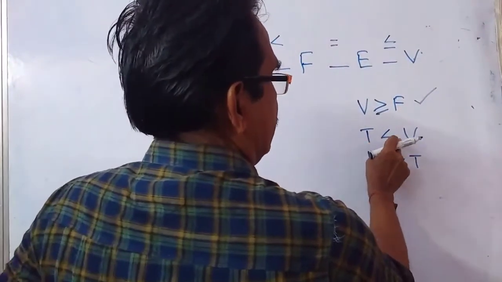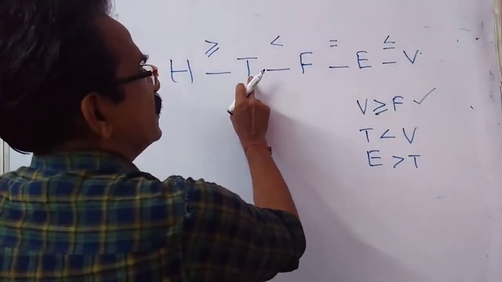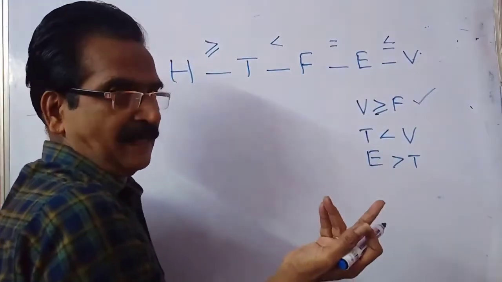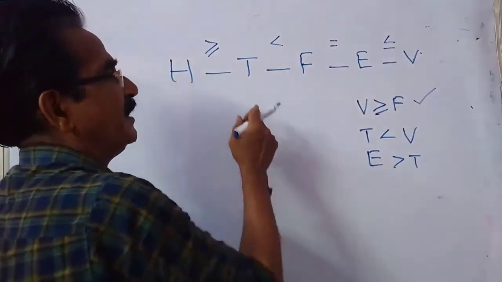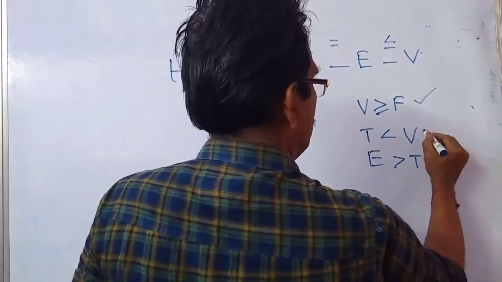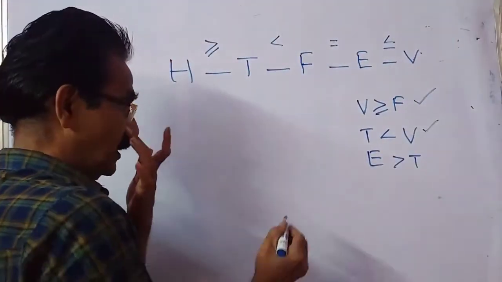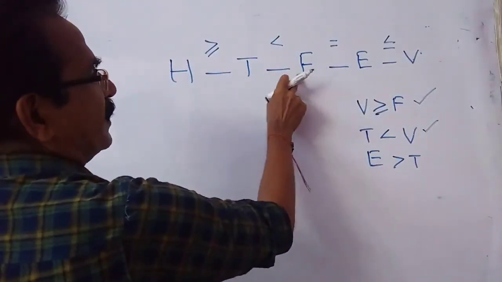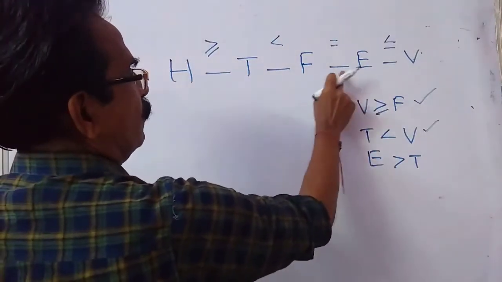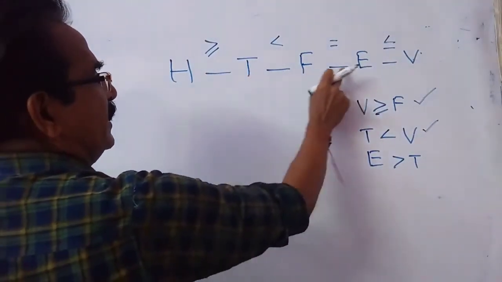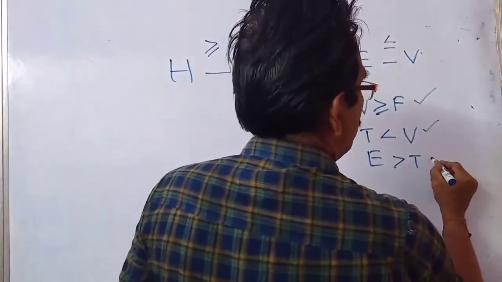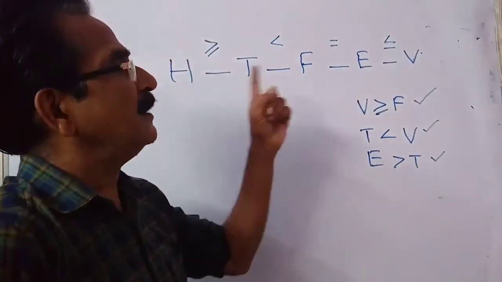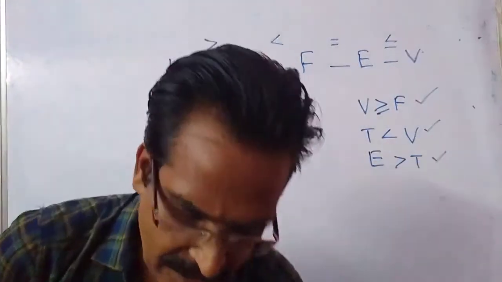Next, second conclusion, T less than V. So T less than or equal to. Less than or equal to implies less than. So T less than V. This is true. Next, E greater than T. F greater than T, and E is equal to F. So E greater than T. So if you take up the first option, all these three statements are good.